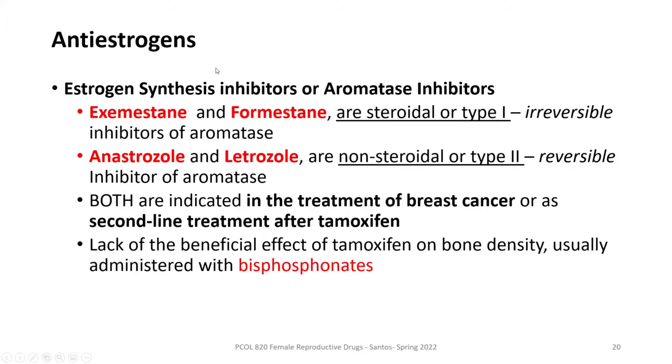Anti-estrogens. They're going to have the opposite effect of the estrogens. Basically, we have the estrogen synthesis inhibitors, also known as aromatase inhibitors, and there are two types. One that is reversible, which is non-steroidal or type 2, and the examples are anastrozole and letrozole. You also have a group that is steroidal in nature, and because of that they are considered type 1, and they bind irreversibly to the aromatase. Those are exemestane and formestane.